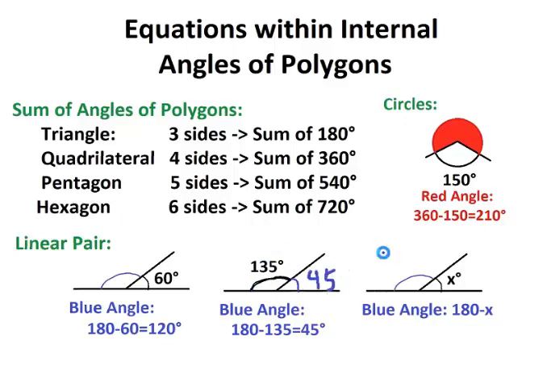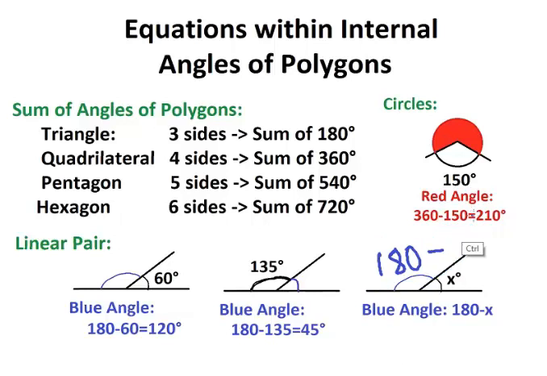What happens if you don't have a number, but you have a letter? Same thing. You subtract 180 minus that thing that you already know, which is x. So the answer for this thing will be 180 minus x, because you cannot subtract those things. It will stay like that.